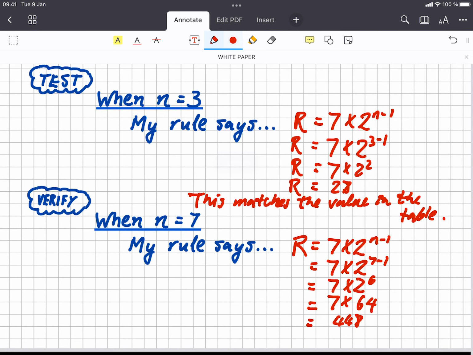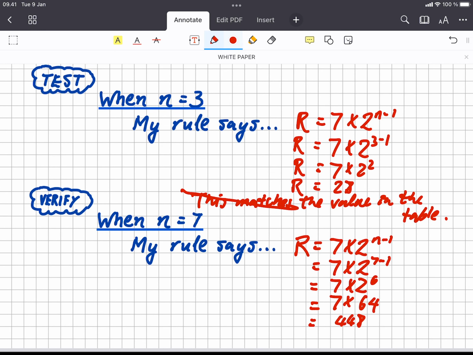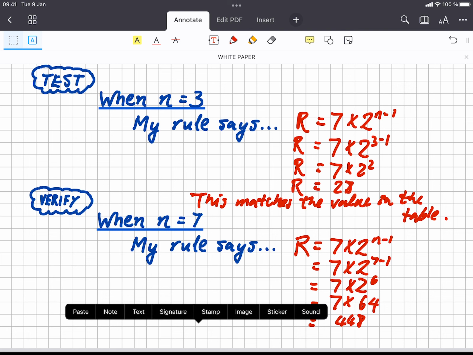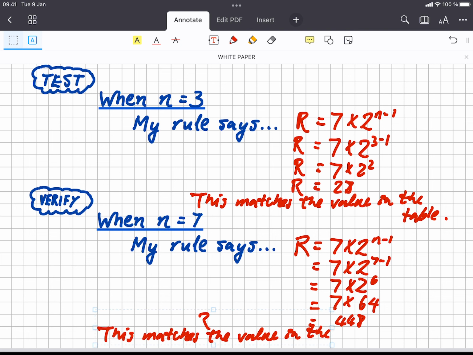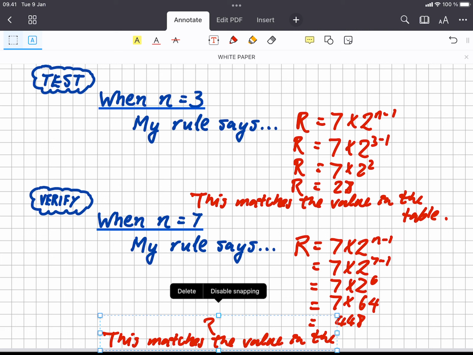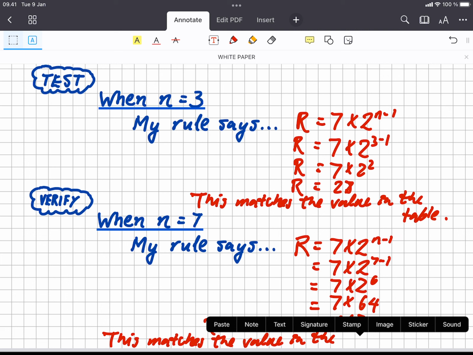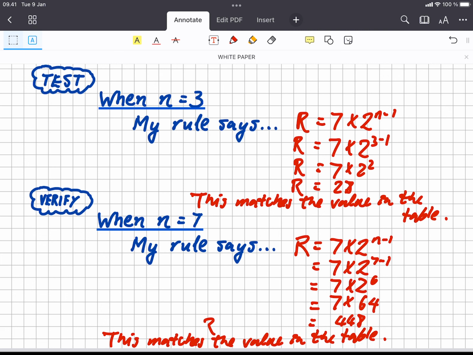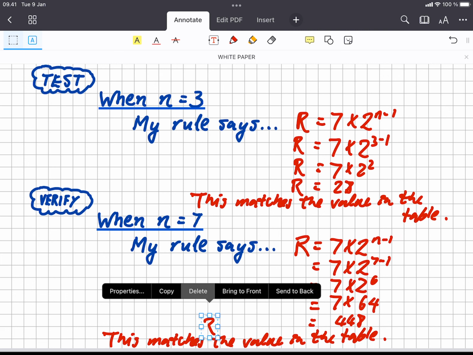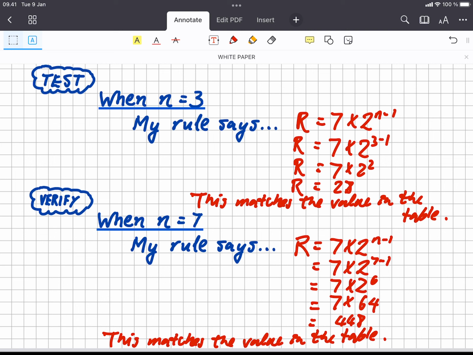So I can just copy paste that comment. This matches the value in the table, copy, paste, and use it again. This matches the value in the table. And job done for that question.